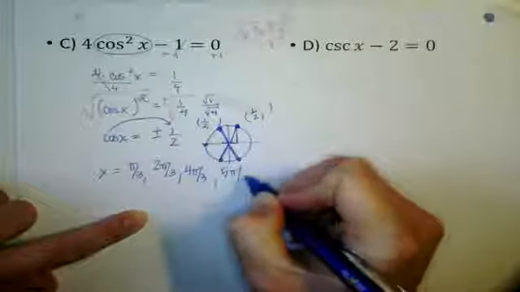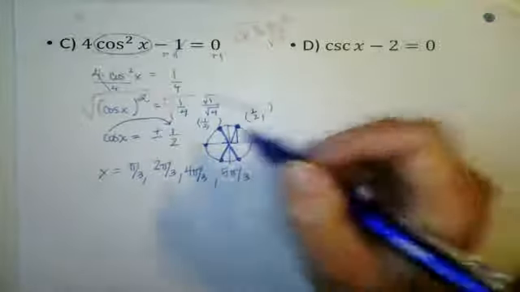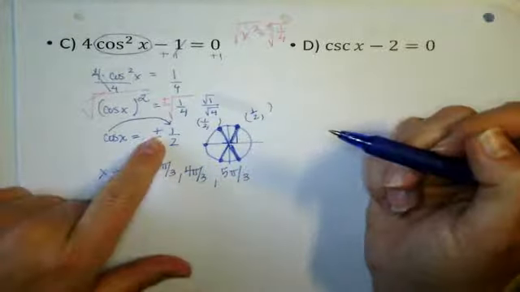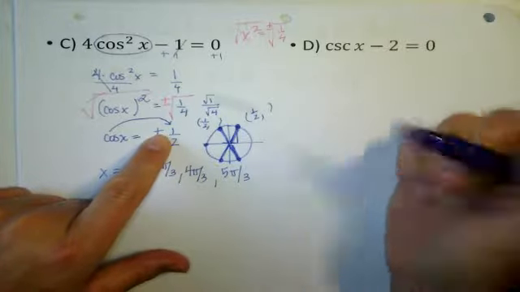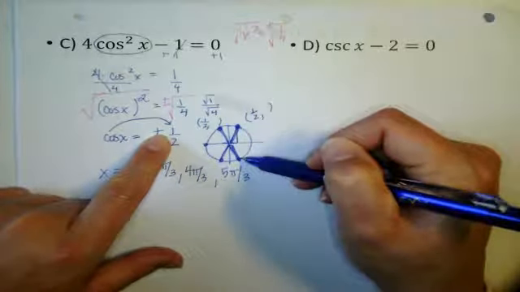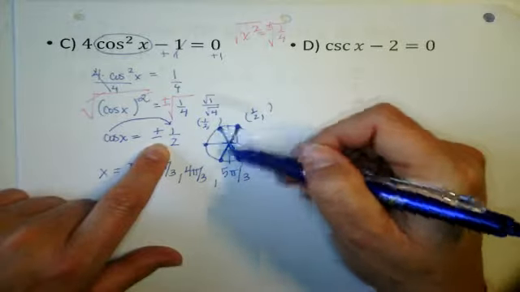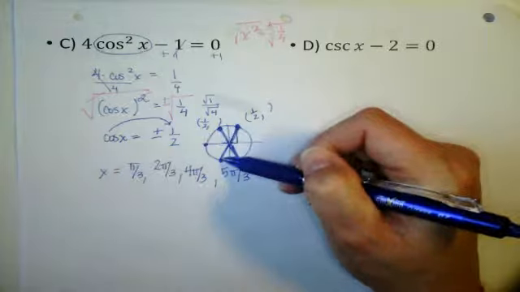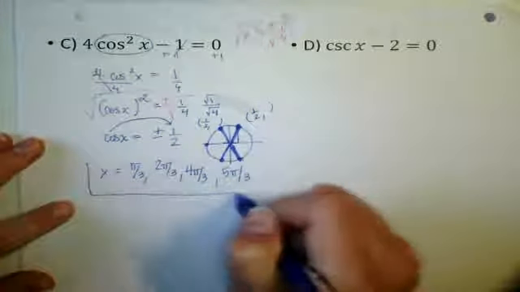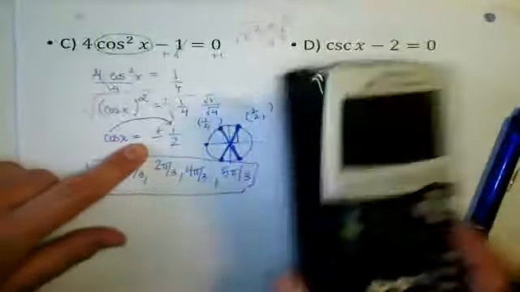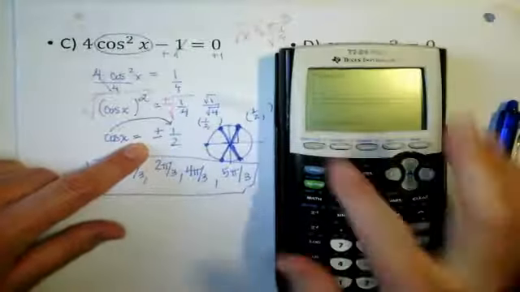So this one actually had 4 solutions because of the plus or minus. If it was just positive 1/2, then that would be pi over 3 and 5 pi over 3. But since it's negative also, we also have 2 pi over 3 and 4 pi over 3. So 4 possible solutions. And again, if you're unsure, you can check on your calculator.